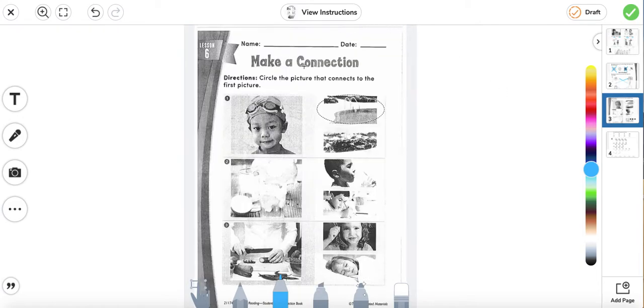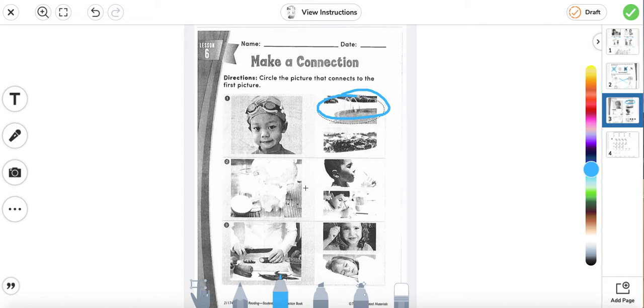Okay. Make a connection. Circle the picture that connects to the first picture. So here we have a picture of a child and we can see that they're wearing goggles and a cap on their head. A swimming cap. So, which of these pictures connects to the first picture? Yes, the first picture which shows a pool. So we can say that the child is probably getting ready to go swimming.